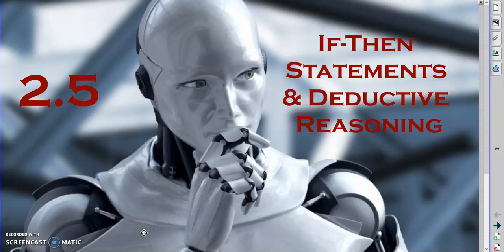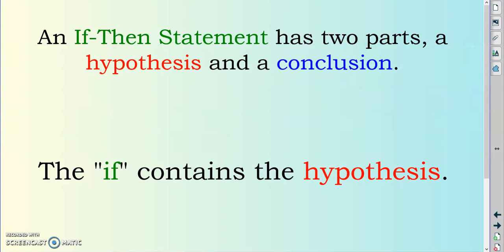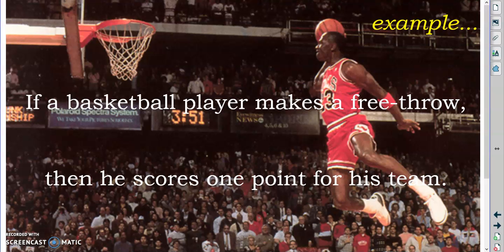Section 2.5, we're going to talk about if-then statements and deductive reasoning. So, what is an if-then statement? It has two parts, a hypothesis and a conclusion. Whatever comes after the if is considered the hypothesis. So, for example, if a basketball player makes a free throw, then he scores 1 point for his team.